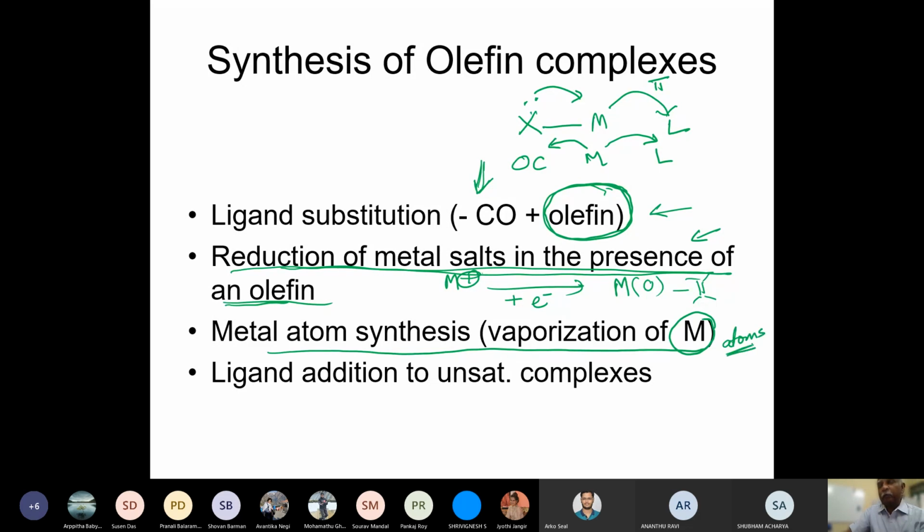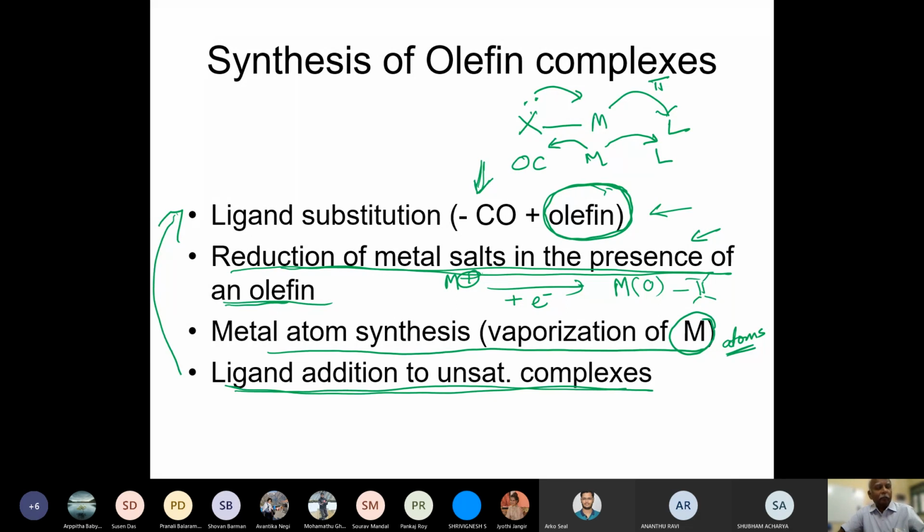And that means you have to break all the metal-metal bonds present in the solid state. And then you form an interaction with the ligand. And lastly, we can also add ligand to an unsaturated complex. This is, of course, obvious because when you do the substitution, you're adding it to a vacant site. So these are also possible ways by which you can make the complex.